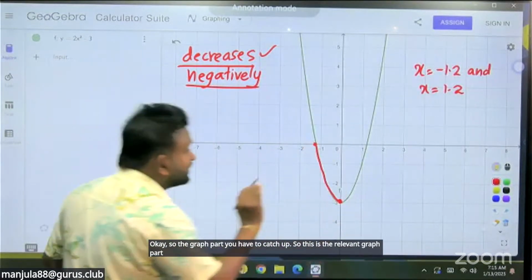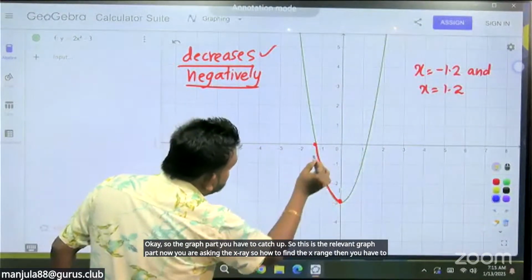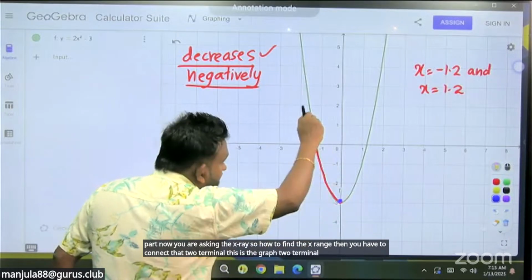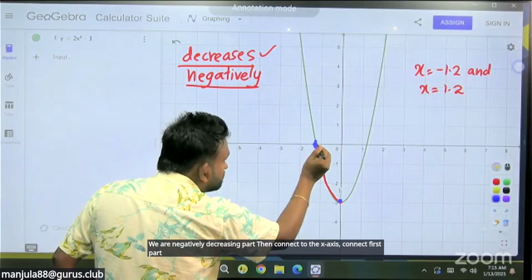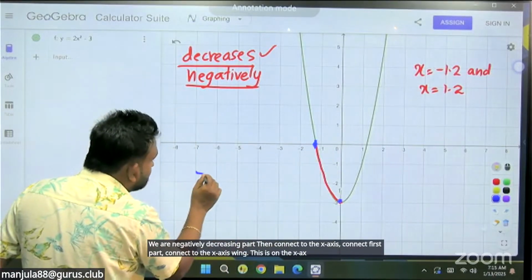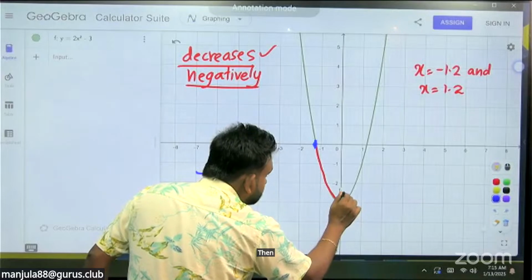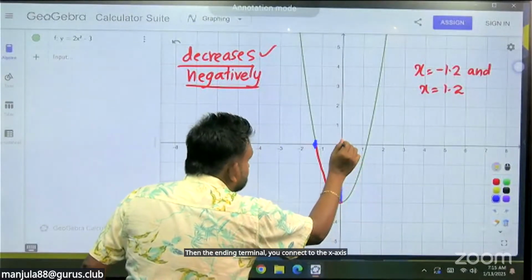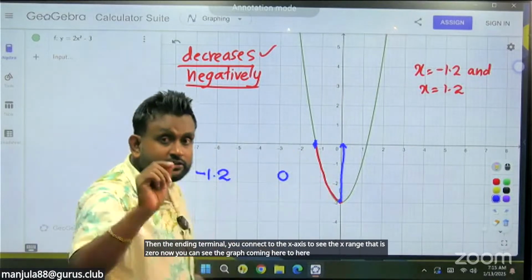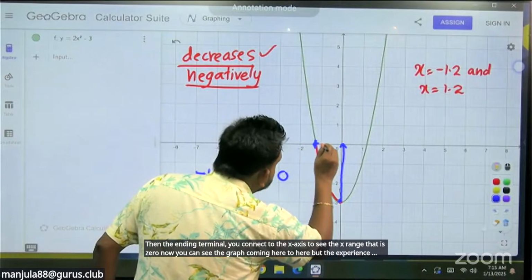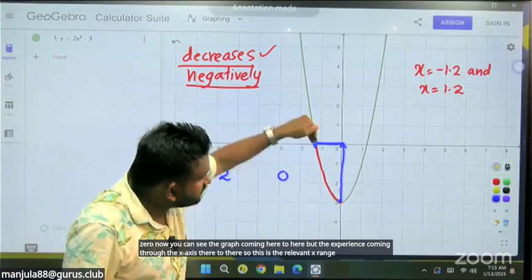Now they are asking for the x range. How do we find the x range? You have to connect the two terminals of the graph part, the negatively decreasing part, to the x-axis. The first terminal connects to the x-axis at negative 1.2. The ending terminal connects to the x-axis at 0. So this is the relevant x-range where the graph decreases negatively.